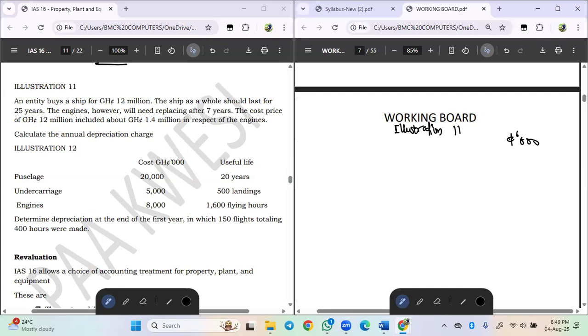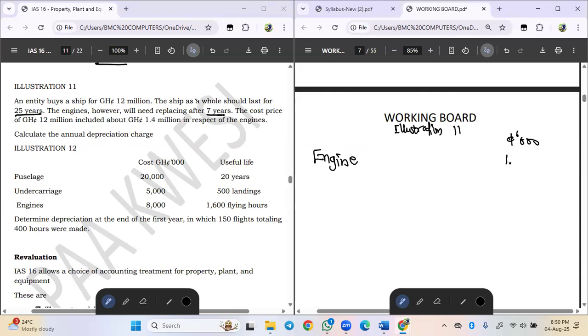So if the ship as a whole will last for 25 years, and the engine will need replacing after 7 years, you cannot calculate the depreciation charge for the whole 12 million. You have to calculate one for the engine and one for the ship's other components, because the ship as a whole will last for 25 years, but the engine you have to replace every 7 years. The cost of 12 million for the ship as a whole included about 1.4 million in respect of engines. So first of all, you determine the engine value.